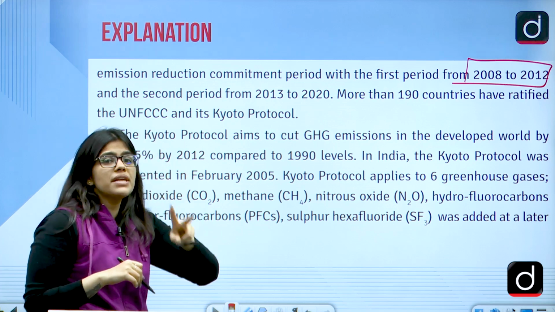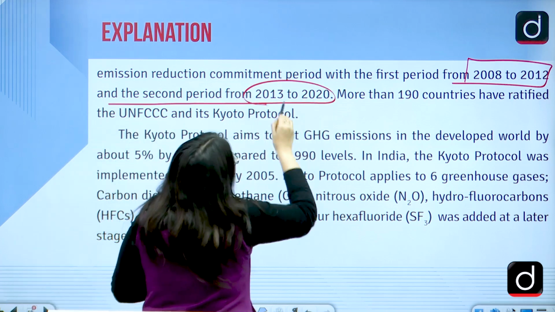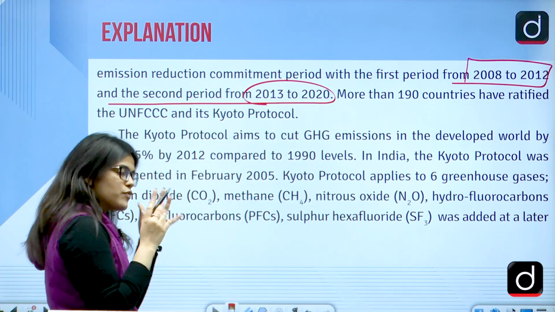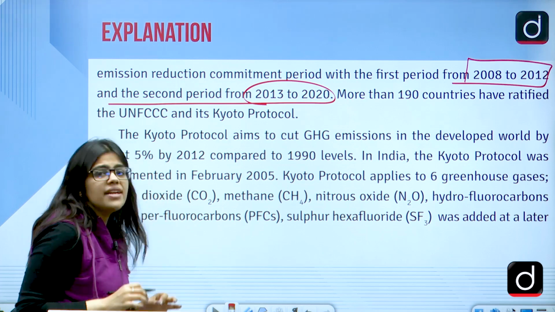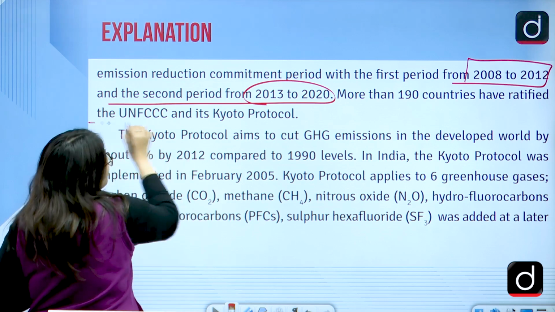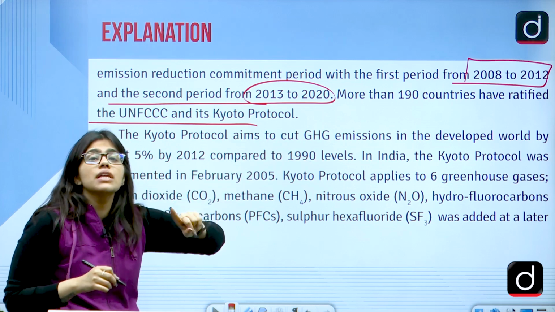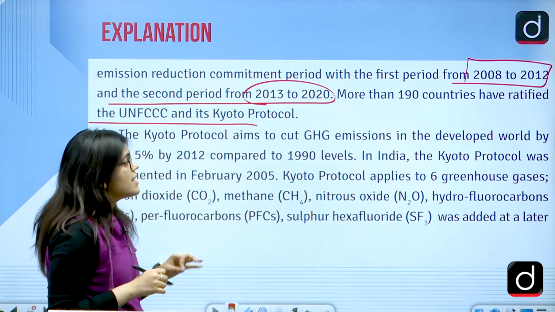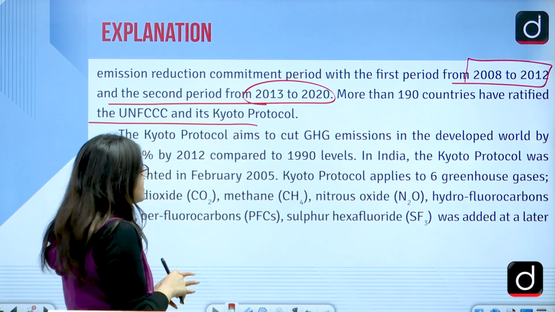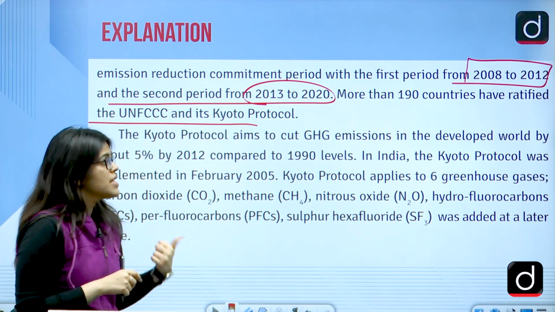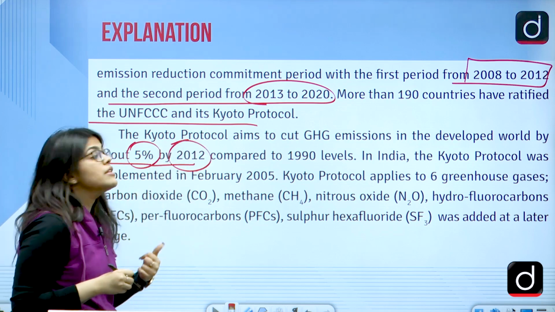And what is the second period? Here this is also called the Doha Amendment. This is the period from 2013 to 2020. So more than 190 countries have ratified and they have started to follow the Kyoto Protocol. The Kyoto Protocol aims to cut the emission of the greenhouse gases. So they said that we'll develop a world where we limit the usage of these greenhouse gases. So they cut the greenhouse gas emission in the developed world by about 5% by 2012.